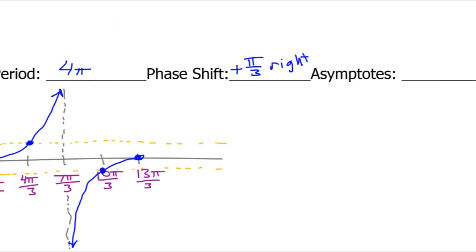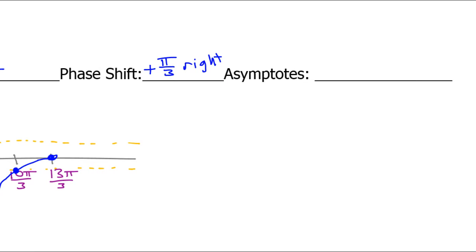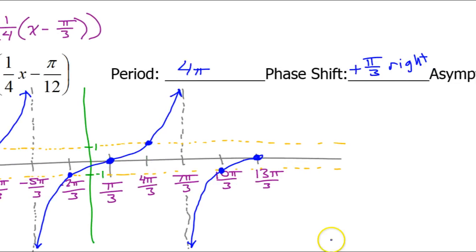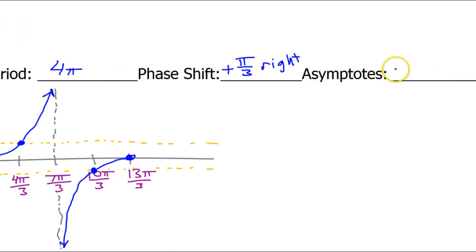The only thing missing is I need an equation for my asymptotes. Okay, so I usually like to pick my first positive asymptote that I graph as my starting position. So I see that that is going to be 7 pi over 3. Asymptotes are always x equals something, because they're vertical lines. So I'm going to start off by saying x equals 7 pi over 3.